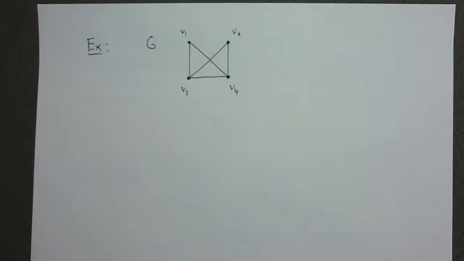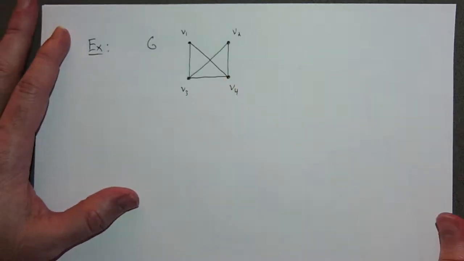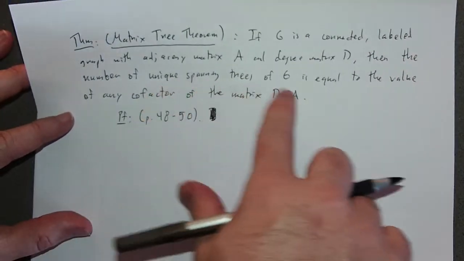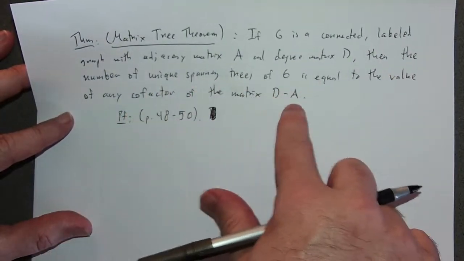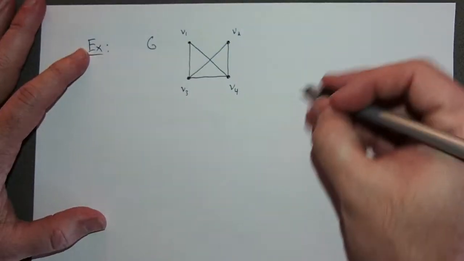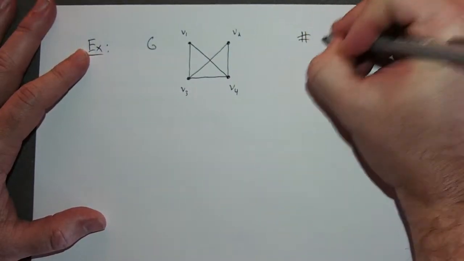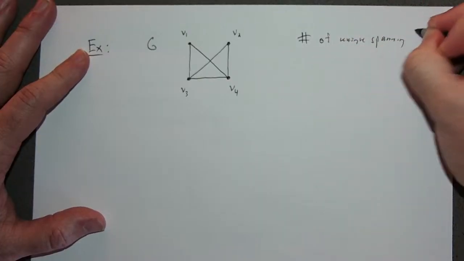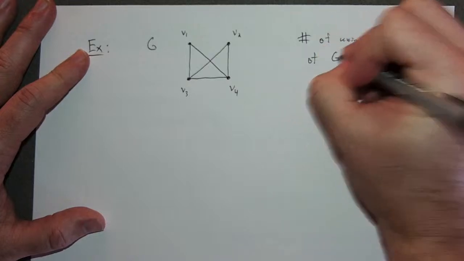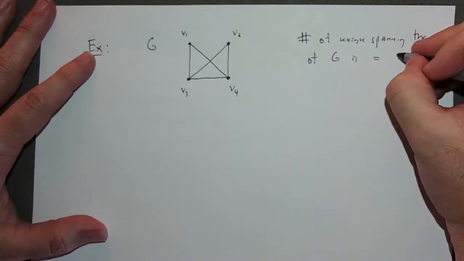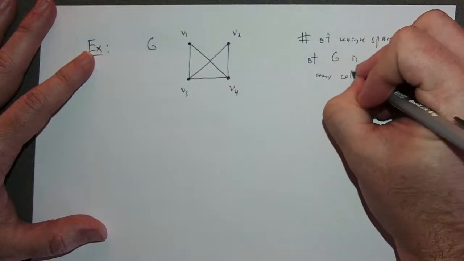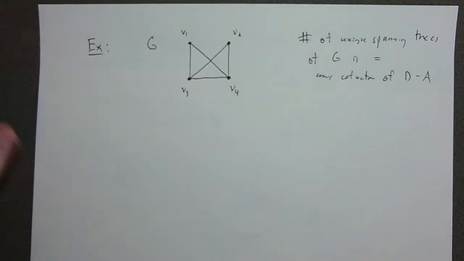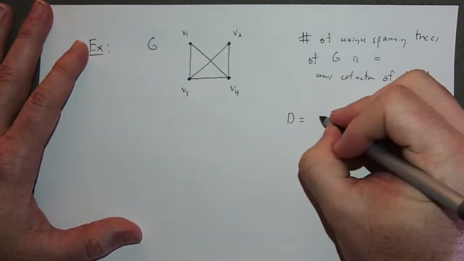So let's look at, by the Matrix Tree Theorem, the number of unique spanning trees is equal to the value of any cofactor of the matrix D minus A. So let's come up with D and A first. So the number of unique spanning trees of G is equal to any cofactor of D minus A. Well, what is D here? D is the 4x4 degree matrix that we have.